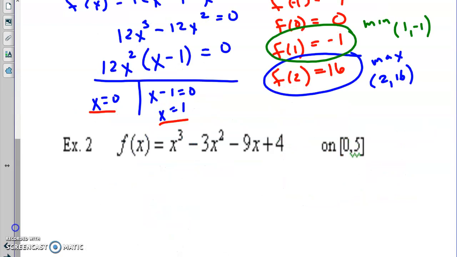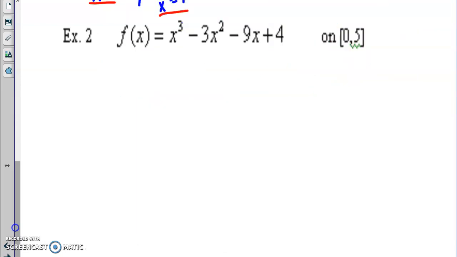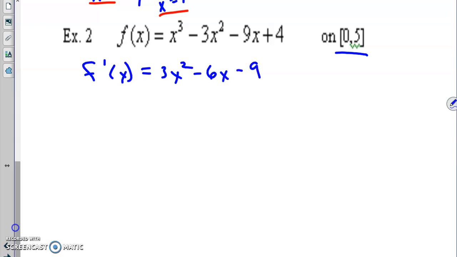Let's do one more example. All right, so we got f of x equals x cubed minus 3x squared minus 9x plus 4. The interval we're looking at is from 0 to 5. I'm going to first find the criticals from the derivative. 3x squared minus 6x minus 9. I'm going to set that equal to 0. Pull the 3 out. We're good.